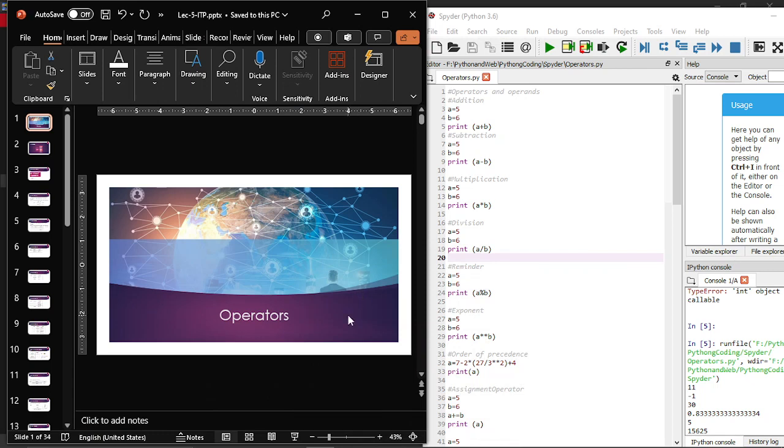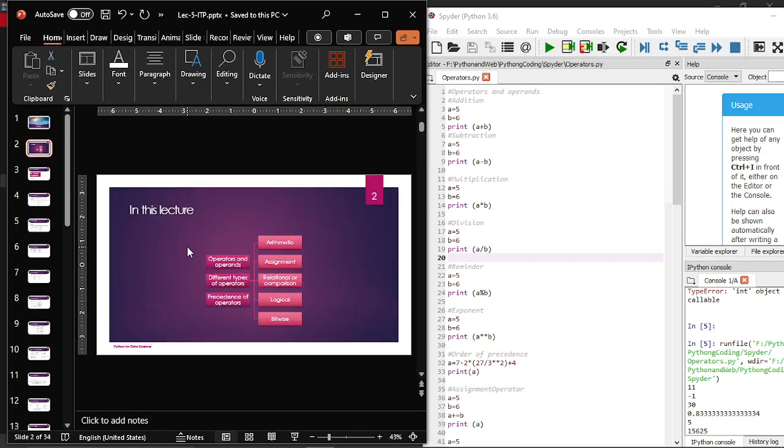Today we'll be studying more on operators. Till now we have studied variables and data types. Operator is a very important part of Python, and since we are studying Python with data science, operator is a very important topic. In this lecture, we are going to study different operators and how we execute them in the Spyder environment. That also we will be looking into.